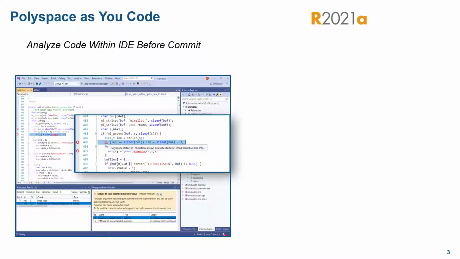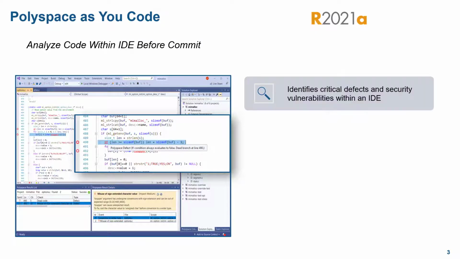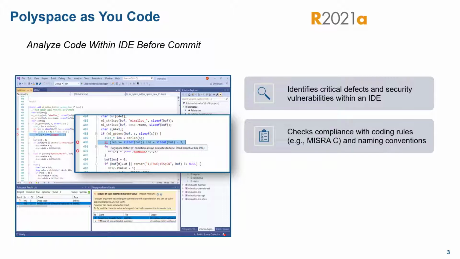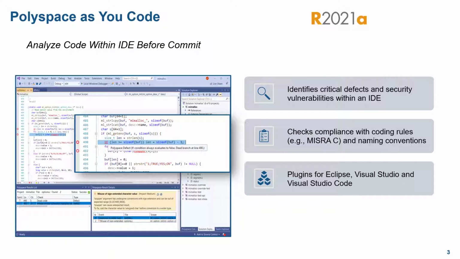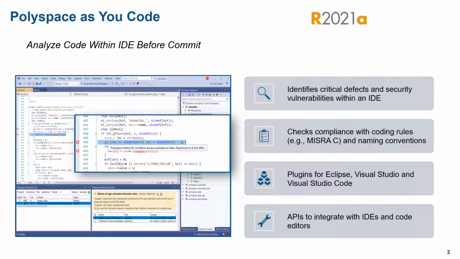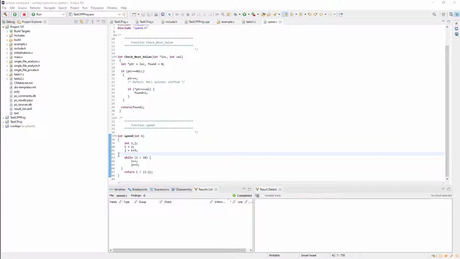Polyspace as you code enables you to analyze code without leaving your IDE or editor. You can identify critical defects and security vulnerabilities, check for compliance with coding rules such as MISRA-C, CERT-C, and Autosar C++14. There are plugins available for Visual Studio, Visual Studio Code, and Eclipse. You can also easily integrate Polyspace as you code with other IDEs and editors using APIs. Note that it's much easier for a developer to fix a defect while they're still writing code and the code is still fresh in their mind.